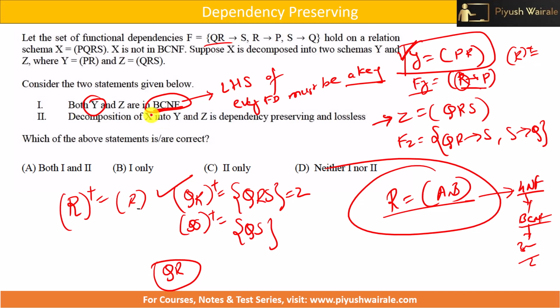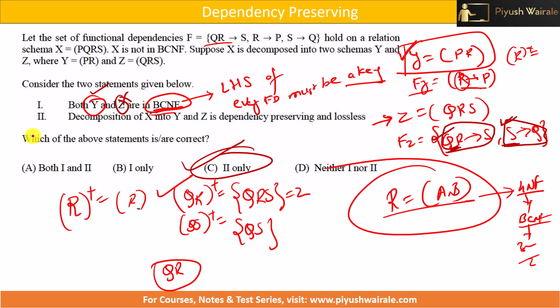Now for BCNF, the left hand side of every FD must be a key. QR determines S is valid in BCNF because the left hand side is a key. What about S determines Q? Is S a key? No. So this violates the BCNF condition. It means Z is not in BCNF. Y is in BCNF, but Z is not in BCNF. So you can see option C is correct here. Only statement 2 is correct.